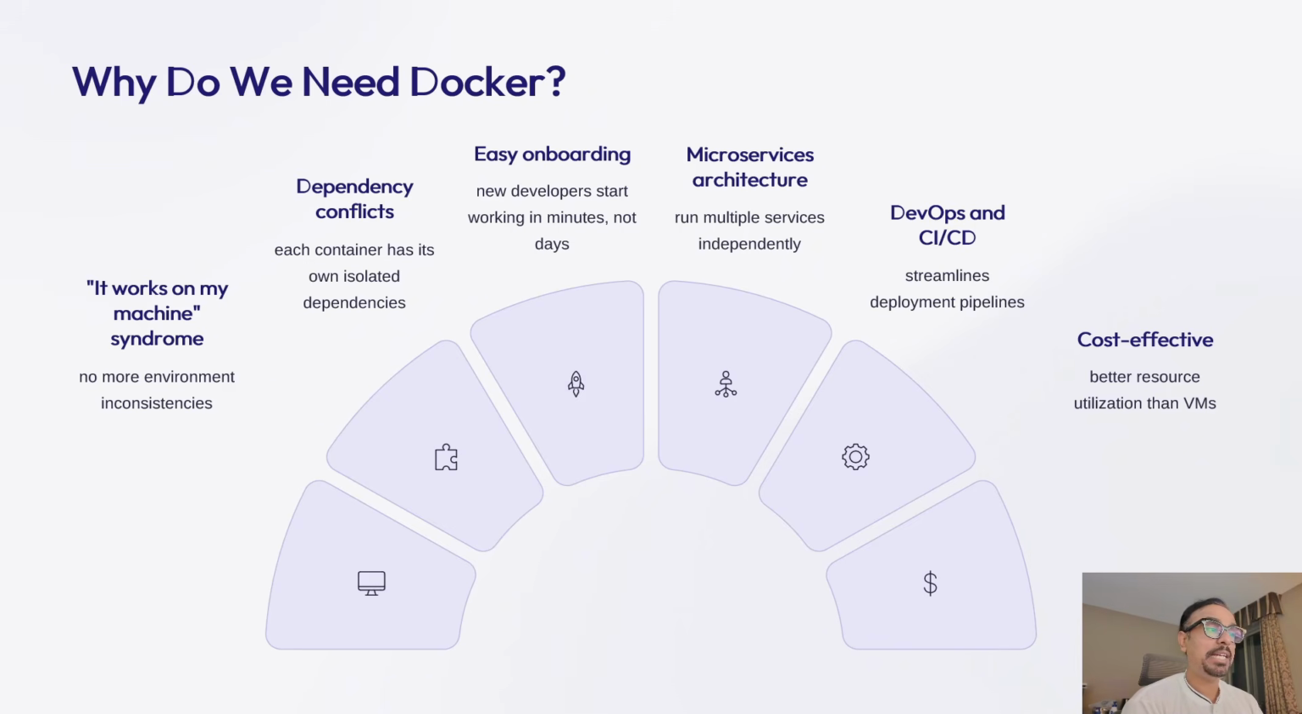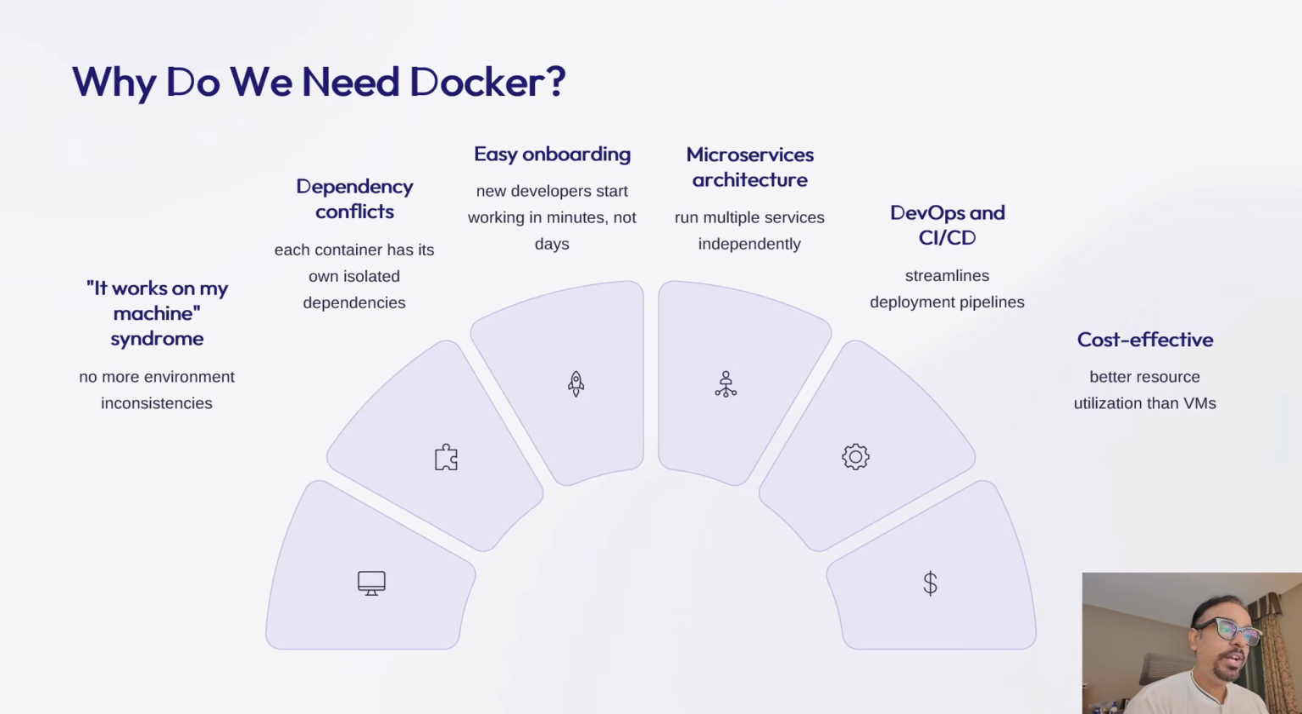Second is dependency hell. Imagine working on two projects. One needs Python 2.7 and the other needs Python 3.9. Installing both causes conflict on the same machine. With Docker, each project runs its own container with its own Python version. So it resolves that conflict.